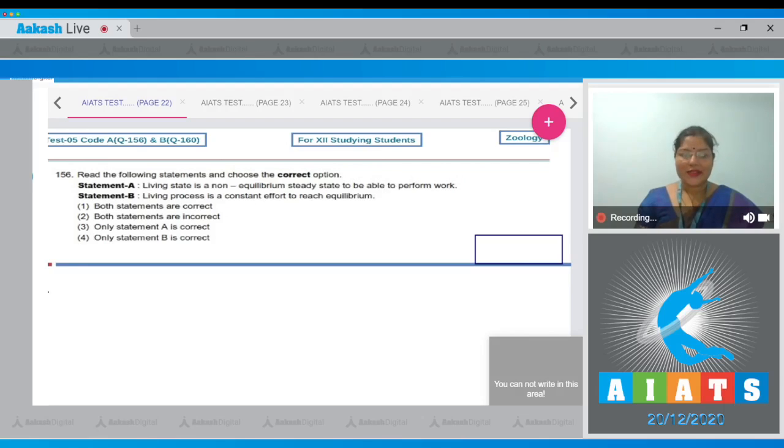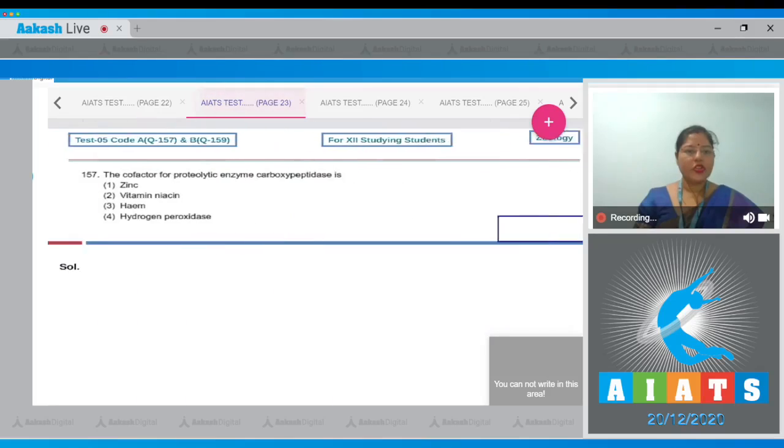Question number 156. Read the following statements and choose the correct option. Statement A, living state is a non-equilibrium steady state to be able to perform work. This is the correct statement. Statement B, living process is a constant effort to reach equilibrium. This is incorrect because living process is a constant effort to prevent falling into the equilibrium. So only statement A is correct. Correct answer to our question is option number 3.